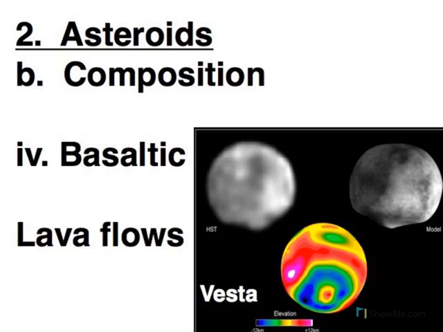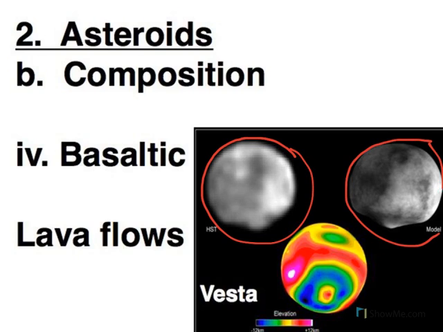The rarest asteroid type are the basaltic asteroids. And here we see Vesta. Here's a Hubble image of Vesta. And then taking that image and doing a lot of computer enhancing, you get that second image. These have evidence of lava flows. So that implies geologic activity.